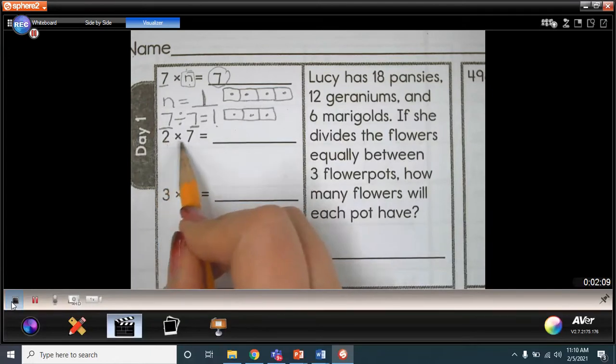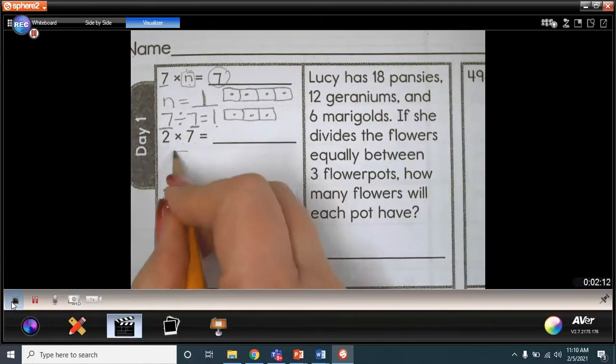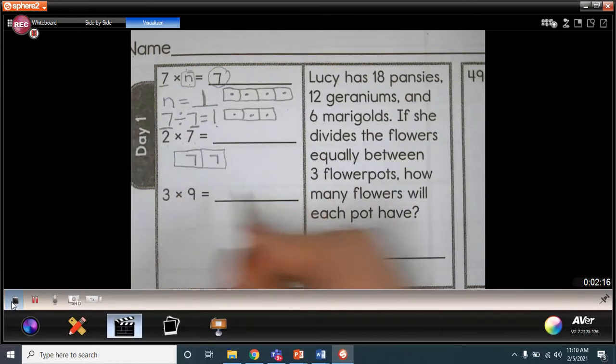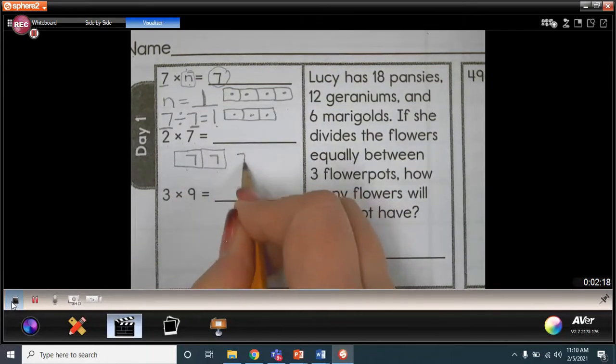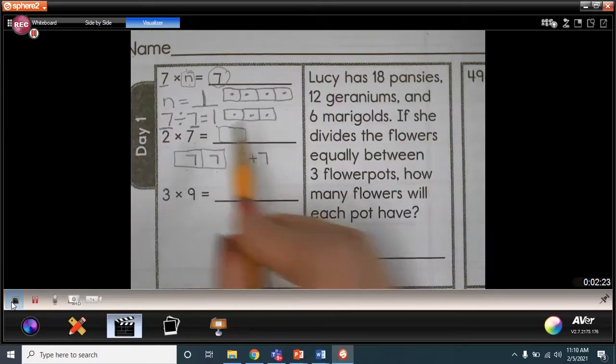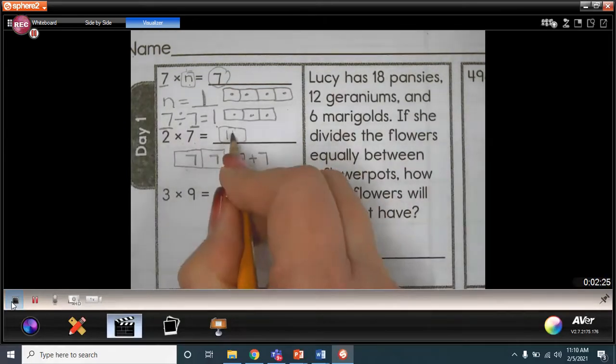So 2 groups of 7 is 7 and 7. And remember, we can always use repeated addition to find our total number of objects. And that would be 14.